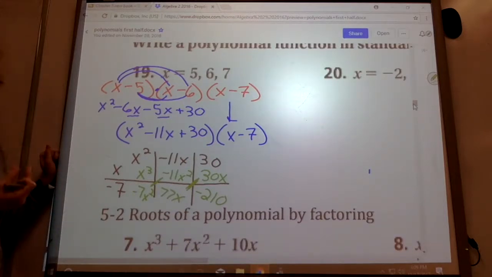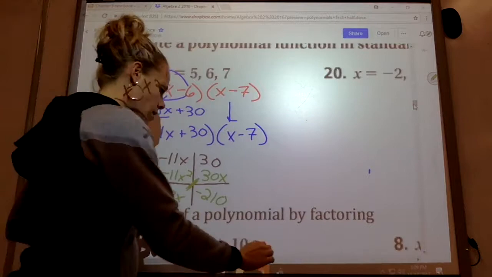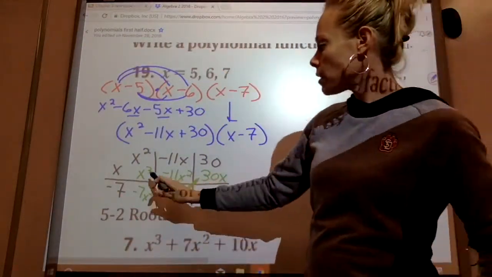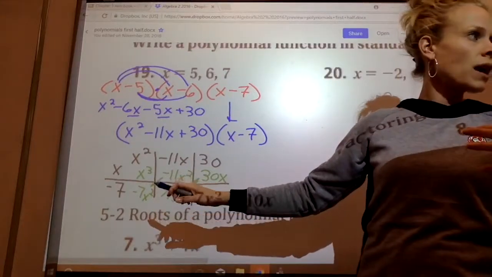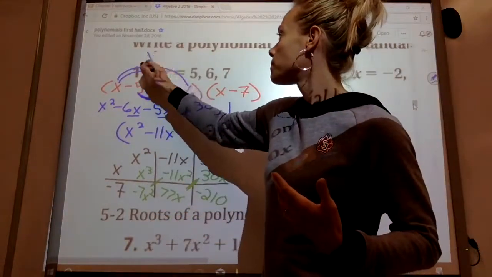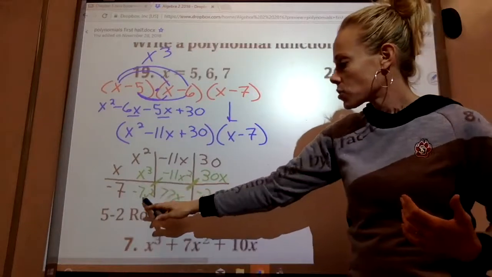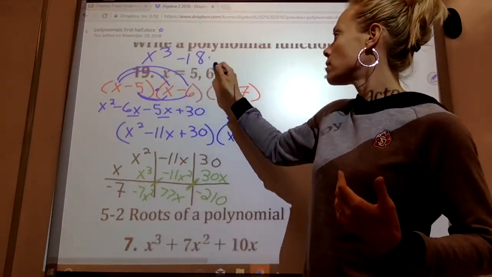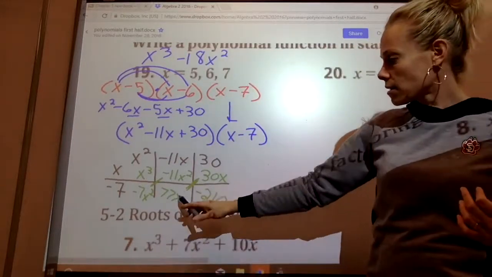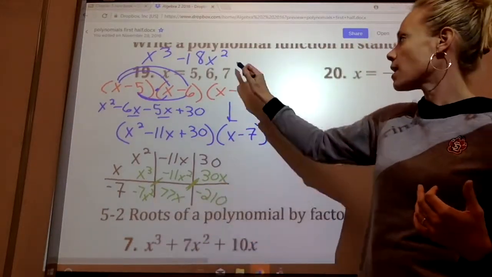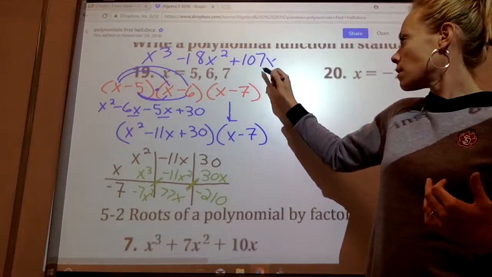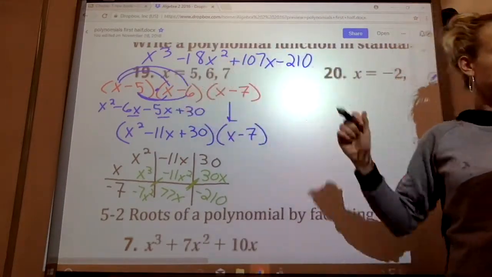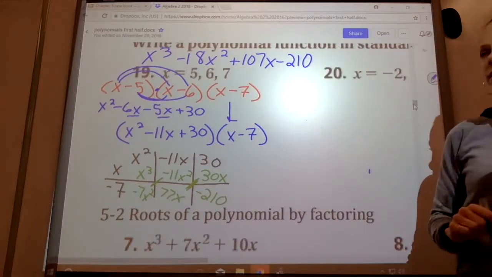They're just right there. So my answer then, right, the cubic function with these roots would be, start with the standard form, so start with the highest power, x cubed. And then I combine my squareds, negative 18x squared. Combine my x's, so that would be 107x. And then my constant minus 210. There's my answer. How do I check myself?